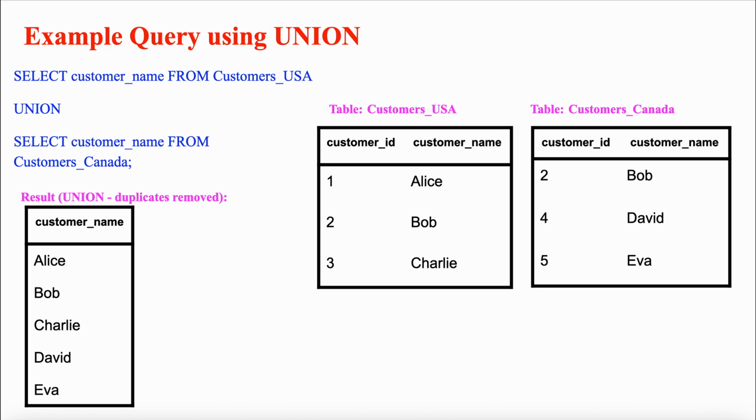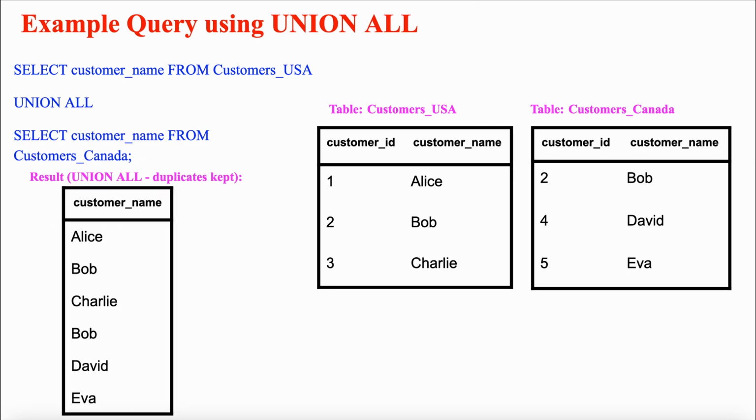Now look at the results after using union. The final list will be Alice, Bob, Charlie, David, Eva. The duplicate Bob is shown only once because union automatically removes duplicates. So, this is a perfect example of how union works. It combines results and removes duplicates.